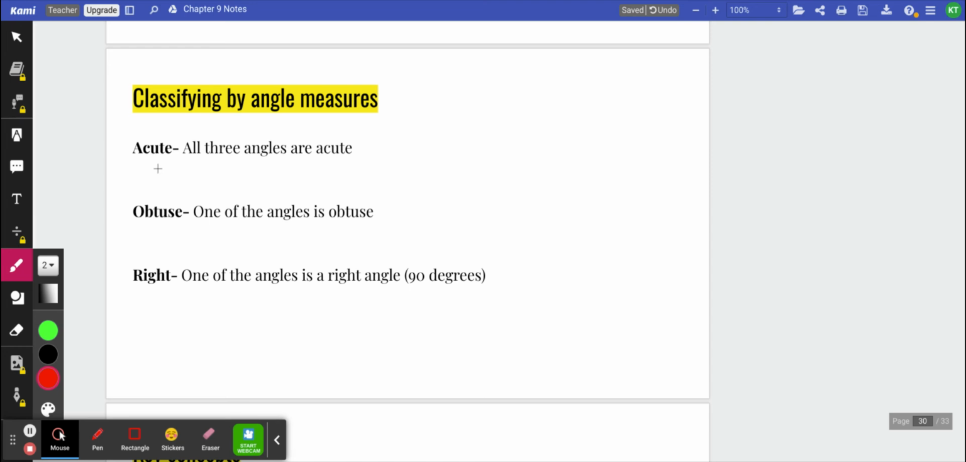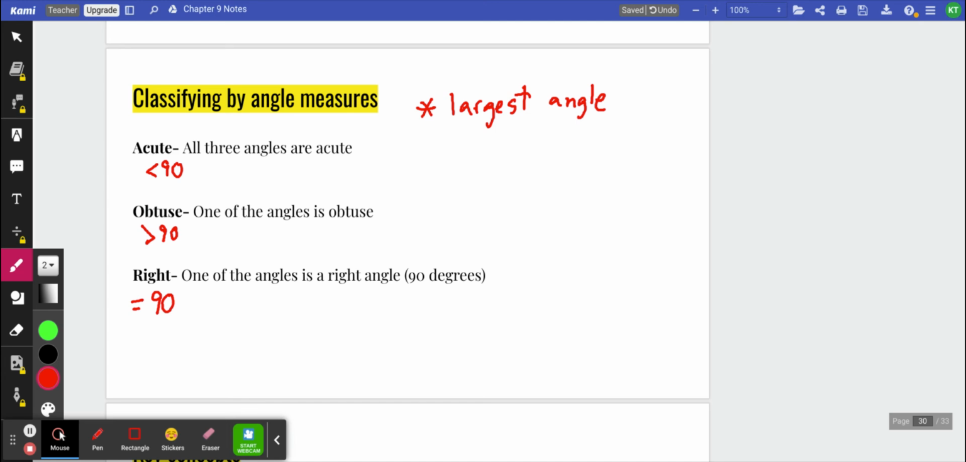So acute simply means that the angle is less than 90. Here the angle is greater than 90, and a right triangle is where it equals 90. Okay, so remember, we only get 180 degrees total. So really, you're classifying based on the largest angle. If the largest angle is acute, that means the other ones are going to be acute as well because they're smaller than that. So all three angles are acute.